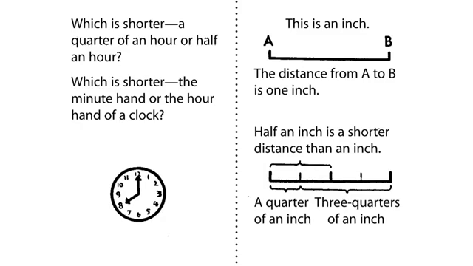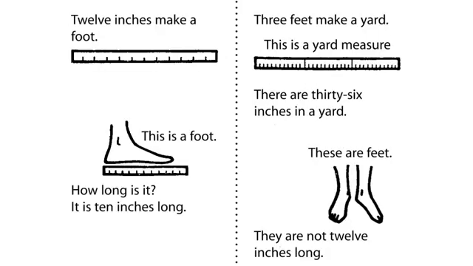This is an inch. The distance from A to B is 1 inch. Half an inch is a shorter distance than an inch. A quarter of an inch. 3/4 of an inch. 12 inches make a foot. This is a foot. How long is it? It is 10 inches long.